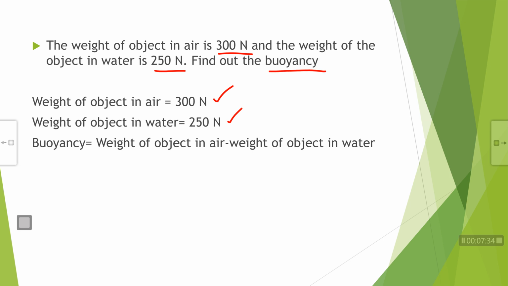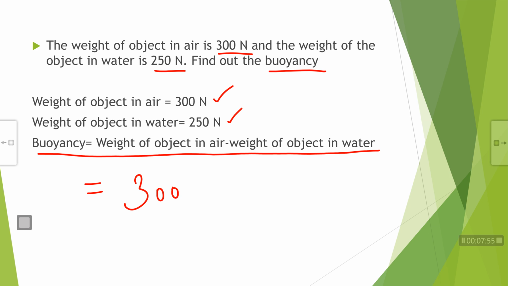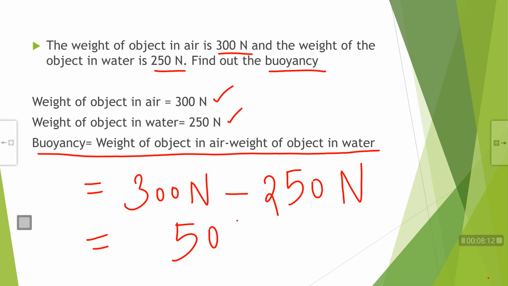Now, we need to calculate the buoyancy. We know the equation, buoyancy is equal to weight of the object in air minus weight of the object in water. So, now we can substitute in this equation. Weight of the object in air is 300 Newton. So, 300 Newton minus weight of the object in water is 250 Newton. So, 300 Newton minus 250 Newton. So, the answer will be 50 Newton.